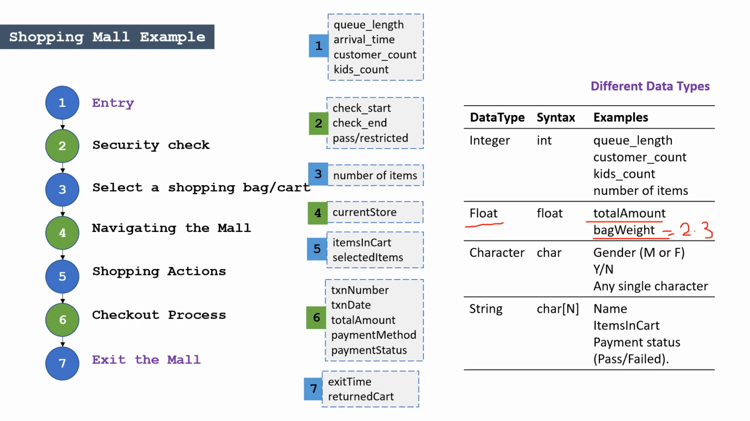Then the third data type is character, which is represented by char. If you want to represent gender, either male or female or other, you can use only a single character or single letter. Or if you want to represent yes or no, you can use y or n. To represent textual data, you can use an array of characters, where n is the number of characters in that array. That may include name of the customer, items in the cart, payment status, whether it is successful or unsuccessful, or pass or failed. Likewise, you may include address also in this. So these are the 4 different data types which are used in C language.